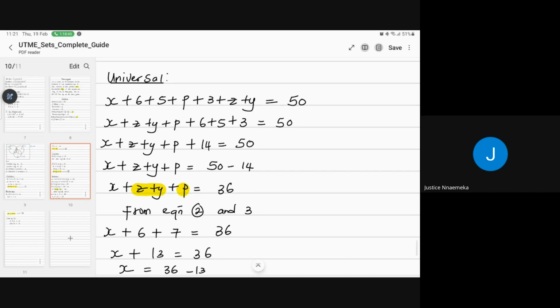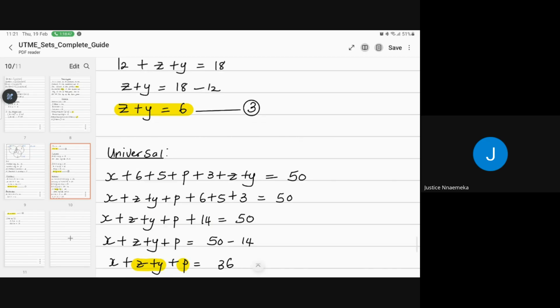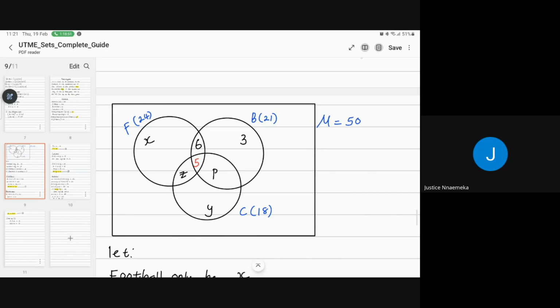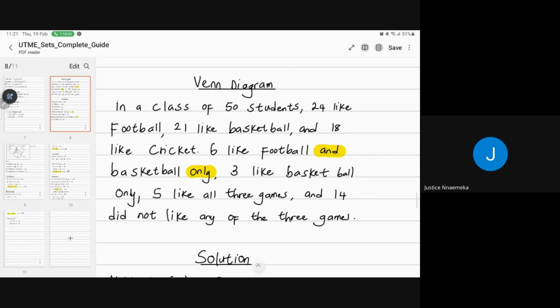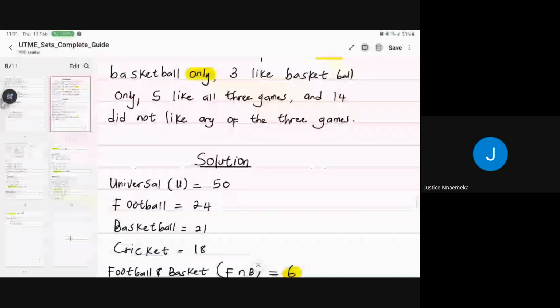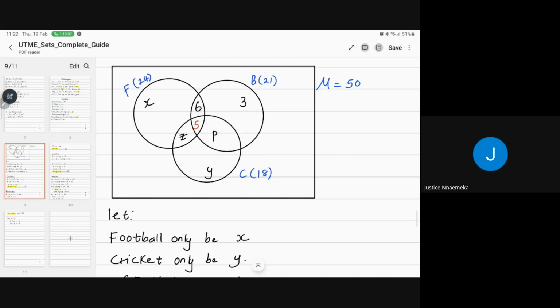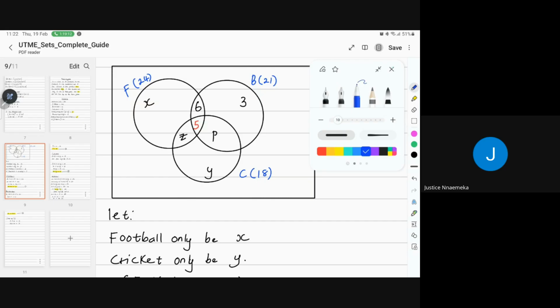Oh yeah, we forgot about this number here. Sorry, I didn't even indicate it. Look at it here: 14 did not like any of the games. Can you see that? That 14 that didn't like any, I didn't even indicate in the diagram, and that was what made our answer off.